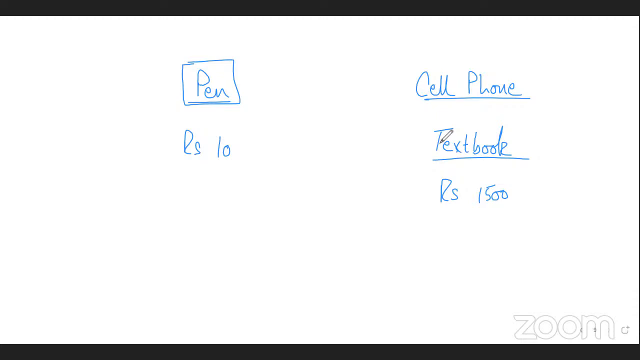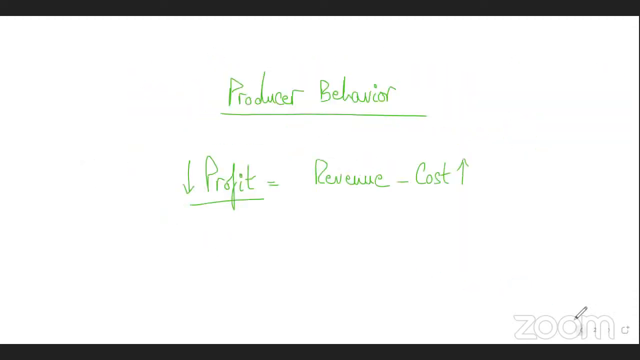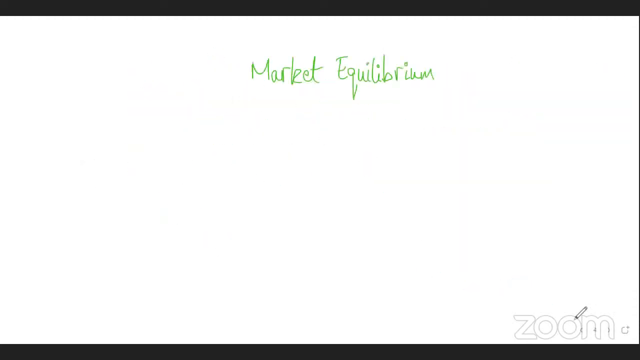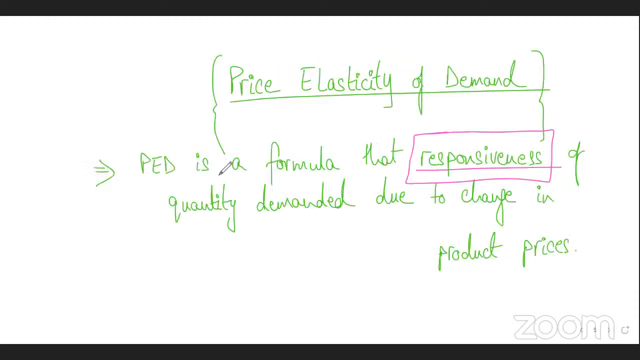Okay, now let's try to sum this up. So the idea, as I said, price elasticity of demand is a formula that captures responsiveness of demand due to change in product prices. I repeat: price elasticity of demand is a formula that captures responsiveness of quantity demanded due to change in prices. This is a confusing word. So, due to change in prices. Easy? Is this clear so far?